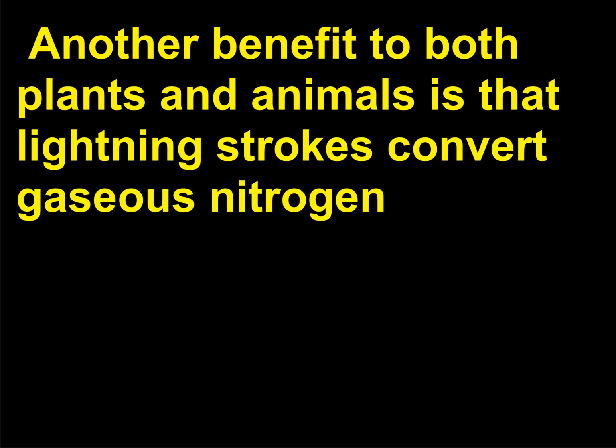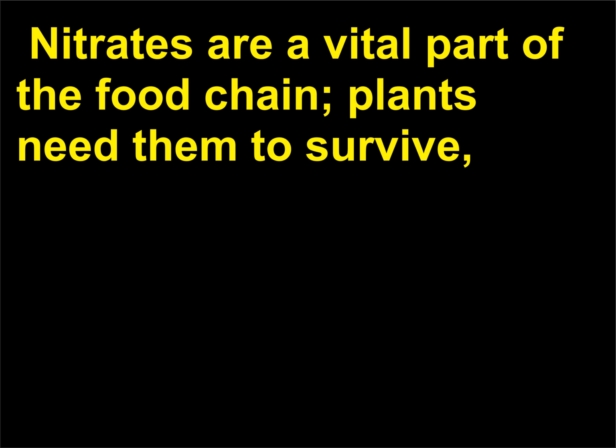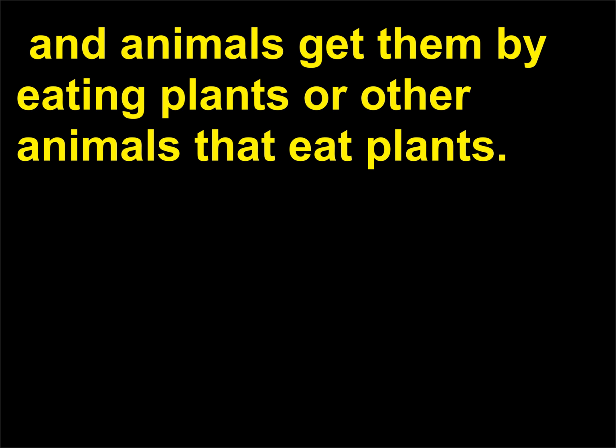Another benefit to both plants and animals is that lightning strokes convert gaseous nitrogen, N2, into nitrates, NO3, by adding energy to the air, which causes nitrogen atoms to bond with oxygen. Nitrates are a vital part of the food chain, plants need them to survive. And animals get them by eating plants or other animals that eat plants.